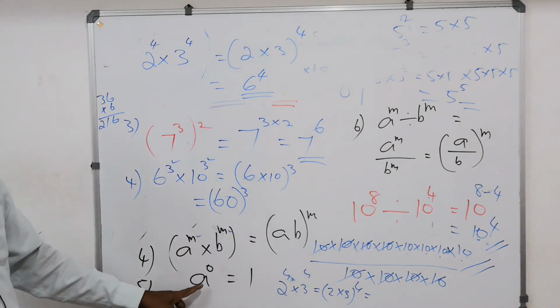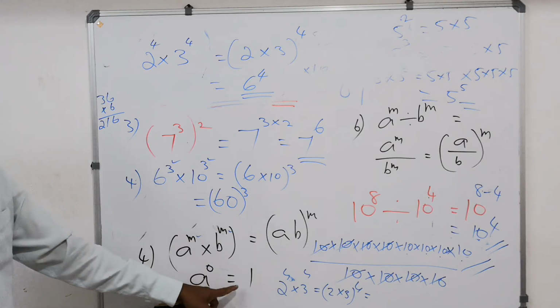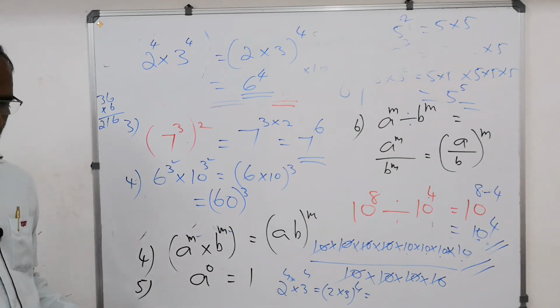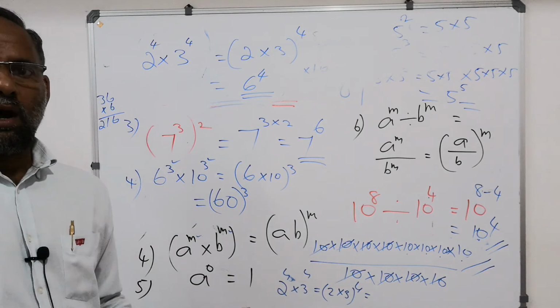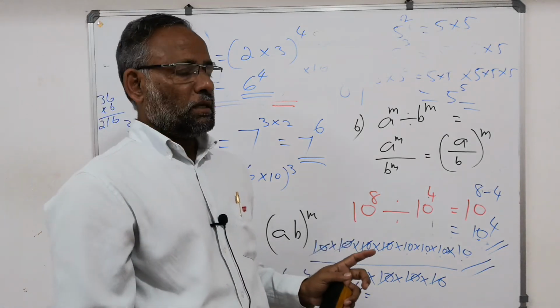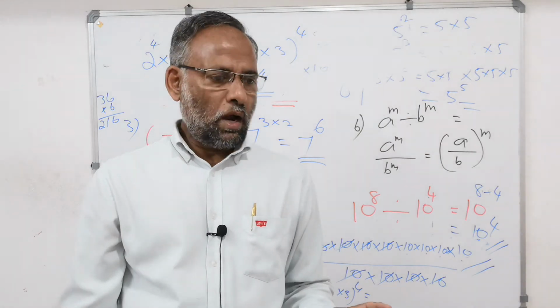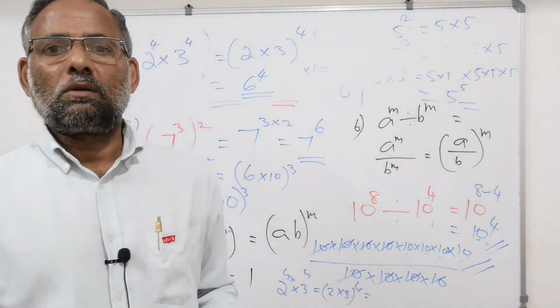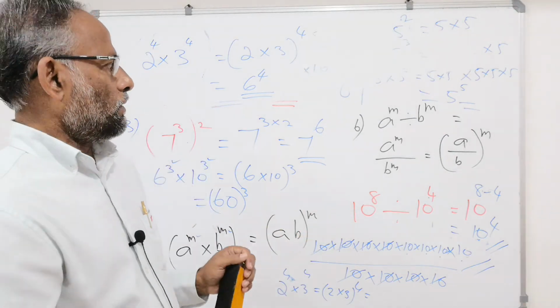Now the last one, a to the power of 0 means 1. I explained in the morning. Any number to the power of 0 means 1. Pen to the power of 0, 1. Mango to the power of 0, 1. 1000 to the power of 0 means 1. Any amount to the power of 0 means 1.